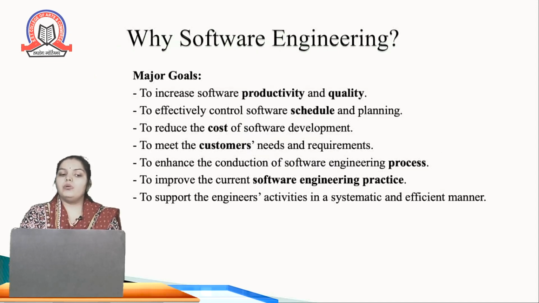Next, why software engineering? What is the reason we are using software engineering, and what are its major goals? The major goals are to increase software productivity and quality, to effectively control software schedule and planning, to reduce the cost of software development, to meet the customers' needs and requirements, to enhance the conditions of the software engineering process, to improve current software engineering practice, to support the engineers' activity in a systematic and efficient manner.